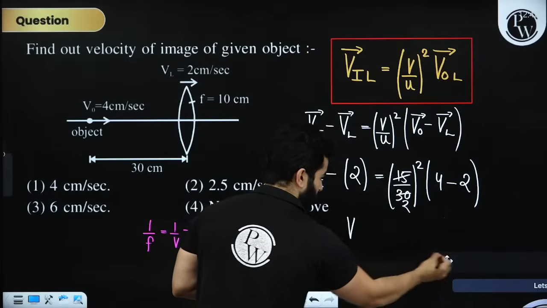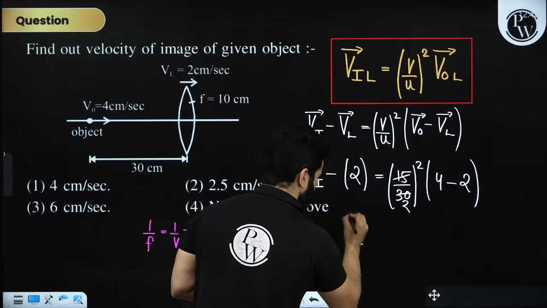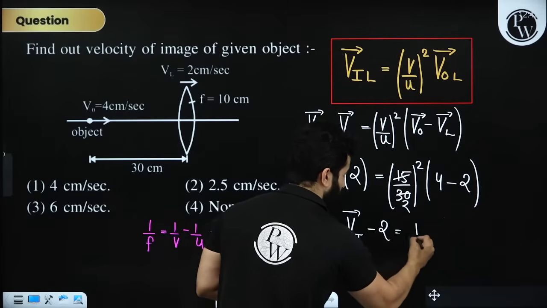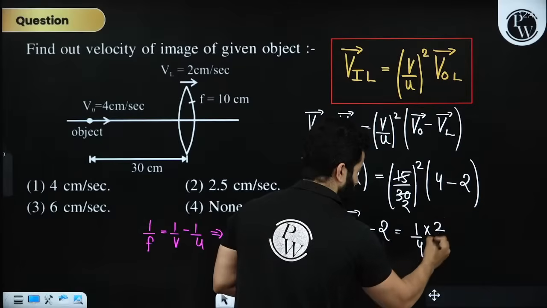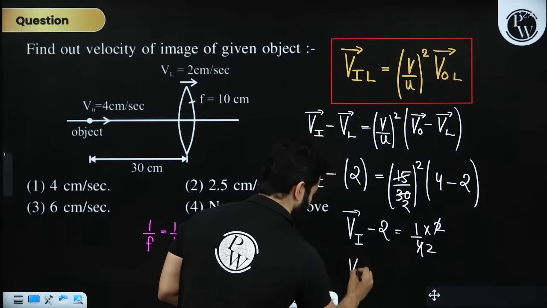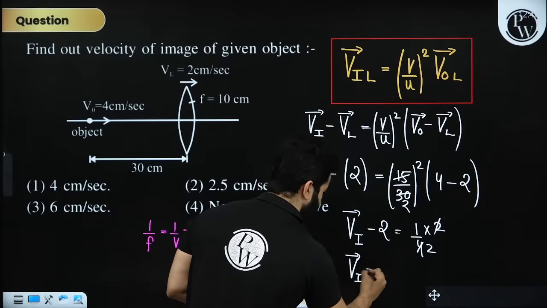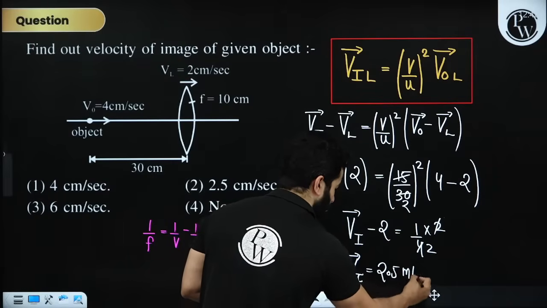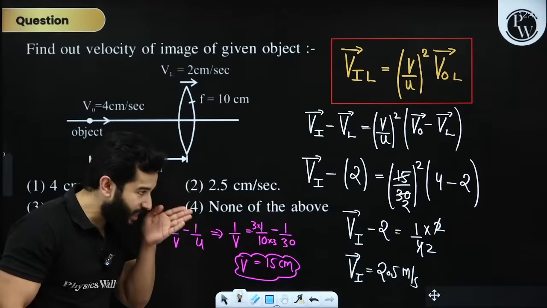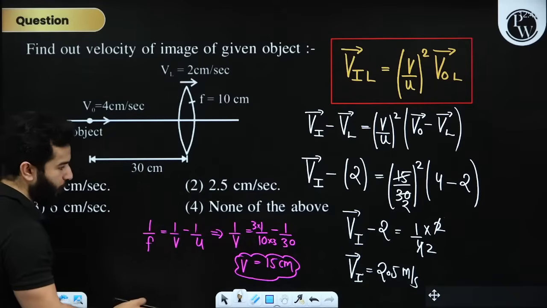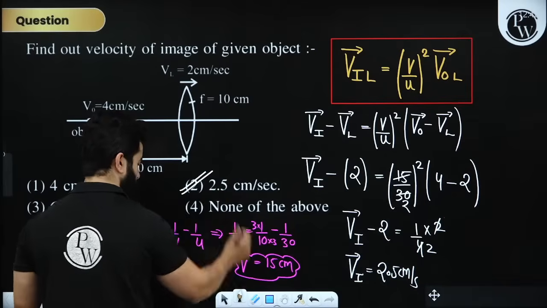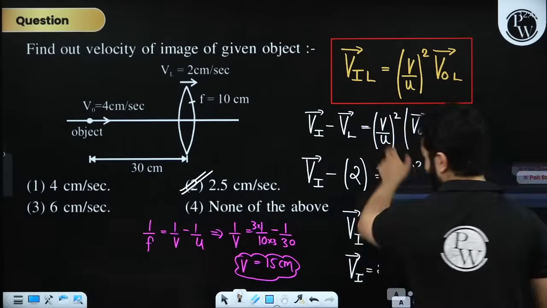So, velocity of image in vector form minus 2 is equal to 1 upon 4 times 2, so this will become 2. So Vi will actually become 2 plus 1 by 2, that is 2.5, and if we are getting 2.5 as positive, that means image is moving in this direction, right? So 2.5, sorry, centimeter per second, not meter, of course. So 2.5 is going to be the correct answer. That is option number 2.